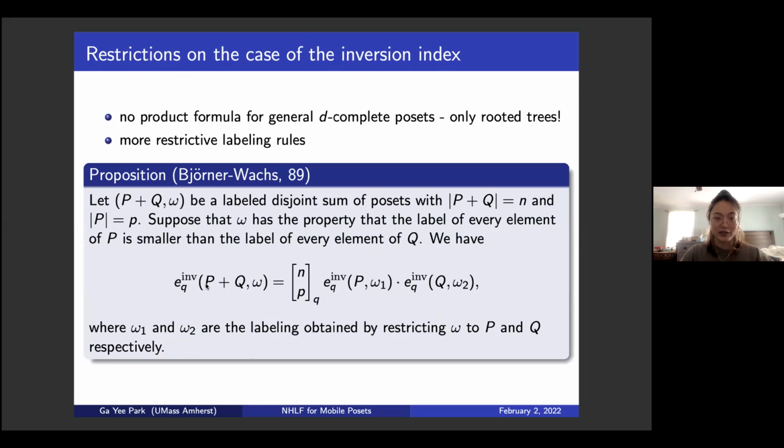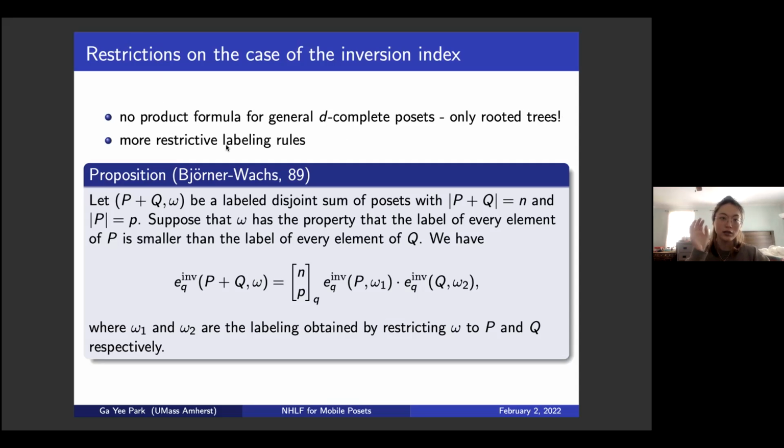And so this slide is the points that I just talked about in the previous slide, the restrictions in the case of the inversion index. Of course, one of them is that it is not for generally complete posets, it's just for trees. And the other one is that it has very restrictive labeling rules.